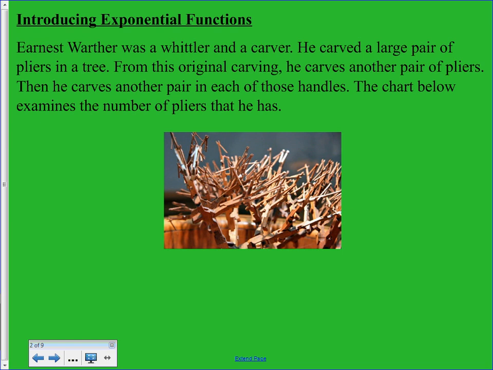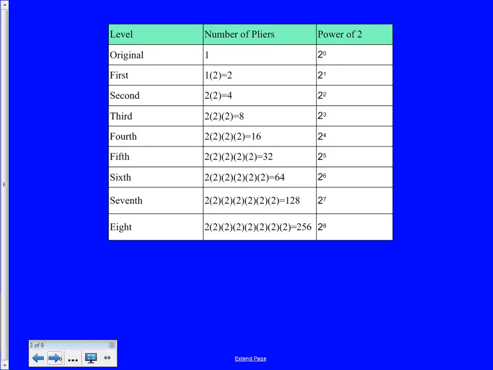So we're going to start by using an example from an artist. Okay, so you look at that picture on there, and we're talking about how he's going to make that picture. So he's going to carve a large pair of pliers in the tree, and then each of those pliers that he makes, he's going to split in half. So each is going to become two, and then each of those two will become two more. So it's just going to keep expanding, and that's how you get the design that you see on the board. And this can all be represented mathematically. You could take a look at this chart right here, and that represents how it can be seen mathematically.